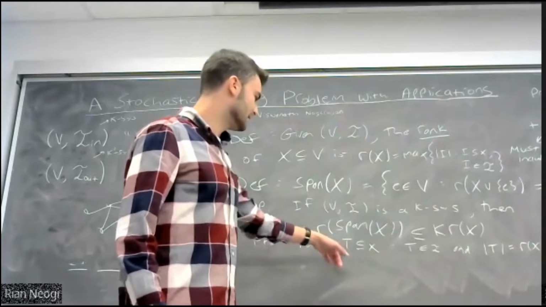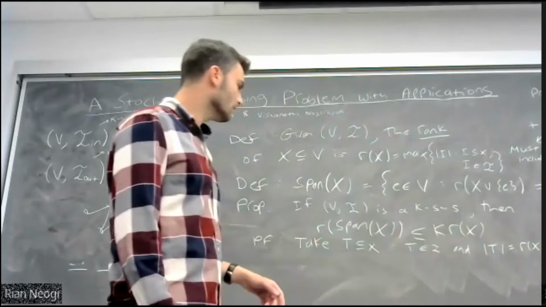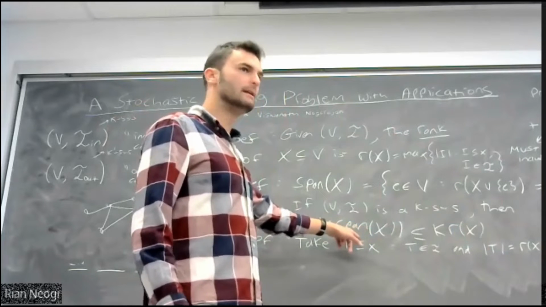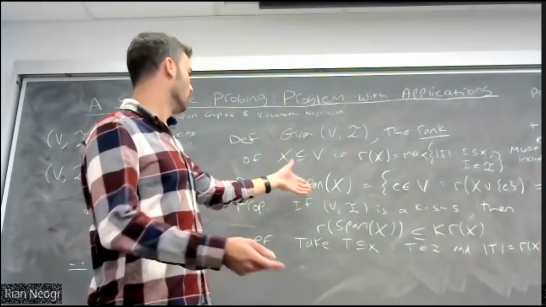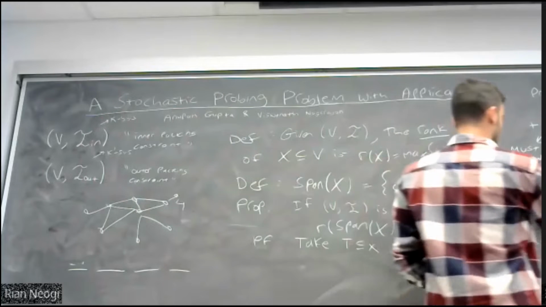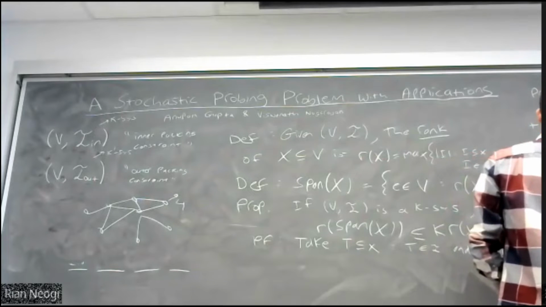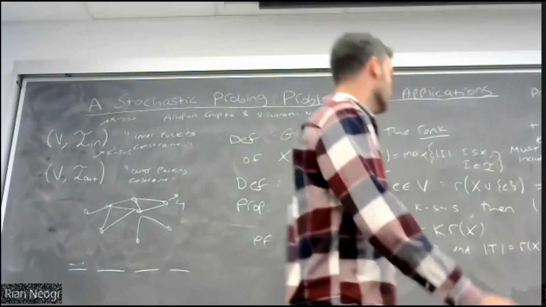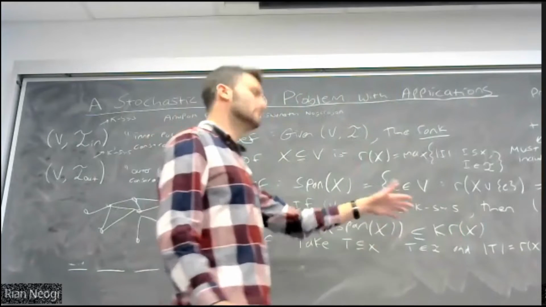And then I claim that this T, which is a basis for X, has to be a maximal independent subset of the span. Well, okay, we'll also note that the span of X always contains X. If we just add an element in X, we won't change the set. So T is a subset of X, so it's a subset of the span, it's independent.